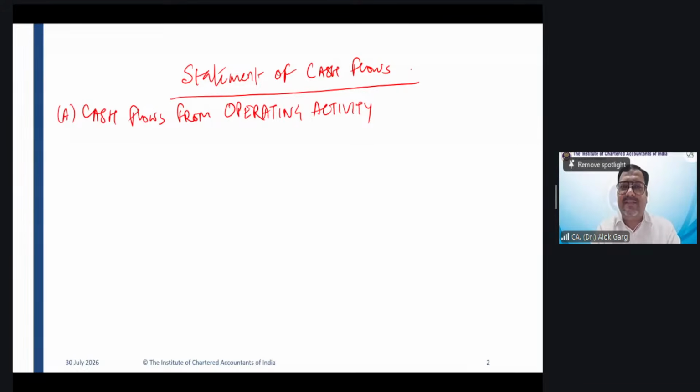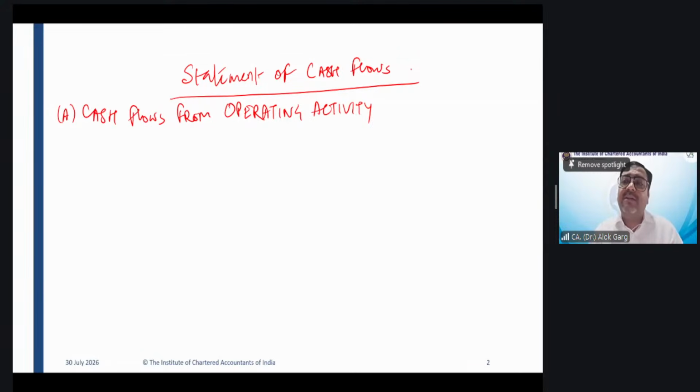In this case, will you find positive cash flow from operating activity? What is meant by operating activity? Operating activity means whether the company is able to generate cash from the operations, from the core operations, or not.